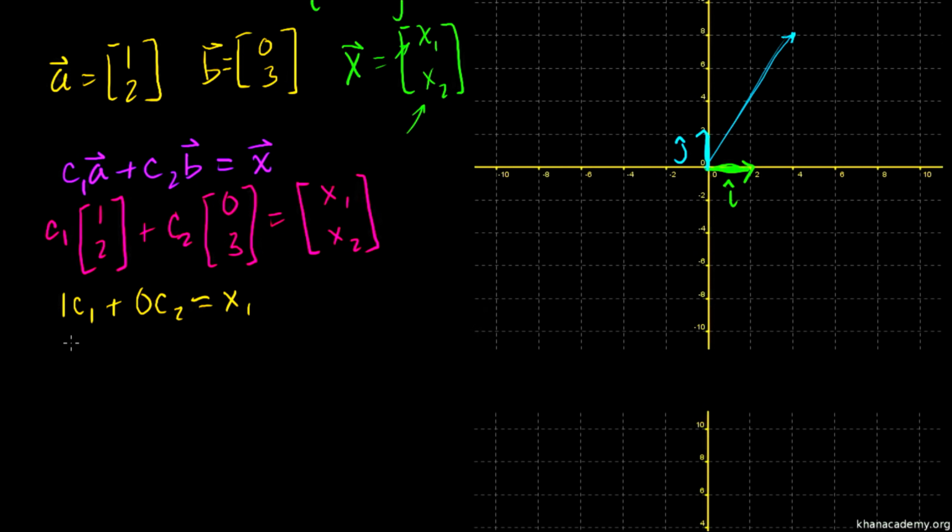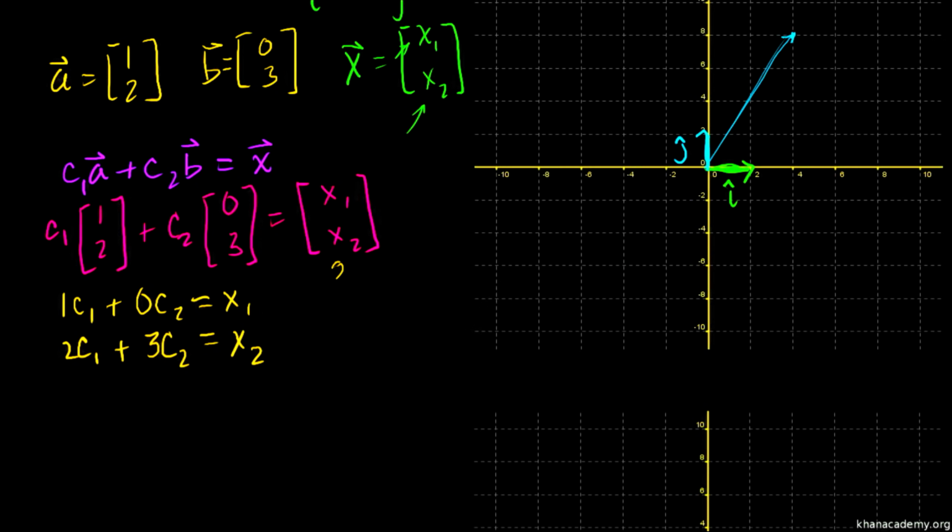And then we also know that 2 times C1 plus C2 times 3, 3C2, should be equal to x2. Now if I can show you that I can always find C1s and C2s given any x1s and x2s, then I've proven that I can get to any point in R2 using just these two vectors. So let me see if I can do that.